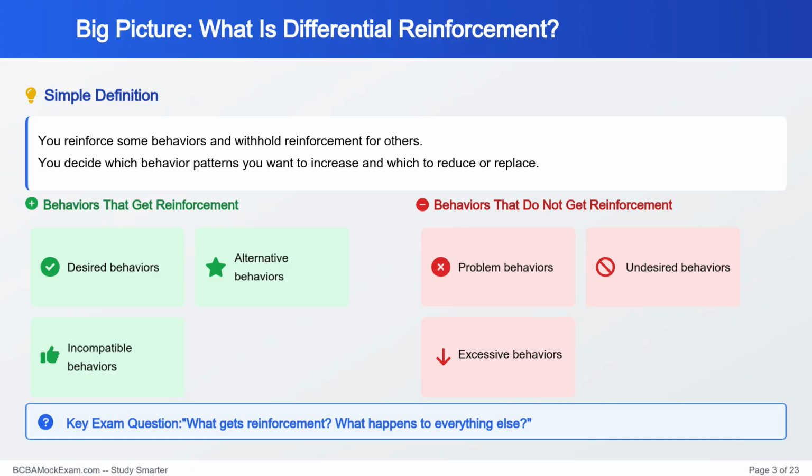Now the right side: behaviors that do not get reinforcement. Problem behaviors, things like tantrums, aggression, refusal. Undesired behaviors, not dangerous, but not helpful, like calling out repeatedly. Excessive behaviors, appropriate behaviors that occur too often, such as asking nonstop questions. And here's the key test idea: ask yourself, what gets reinforcement and what happens to everything else? Once you can identify what is being reinforced and what is being withheld, the different DR procedures, DRO, DRA, DRI, DRL, become much easier to tell apart.